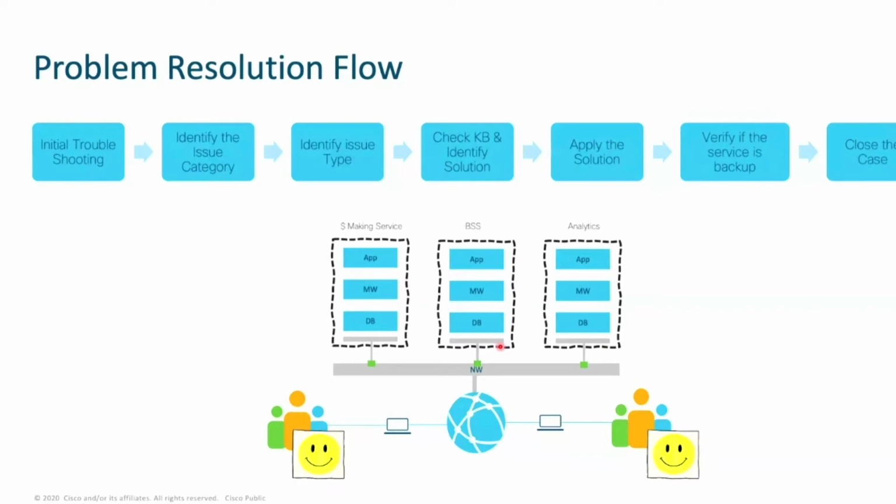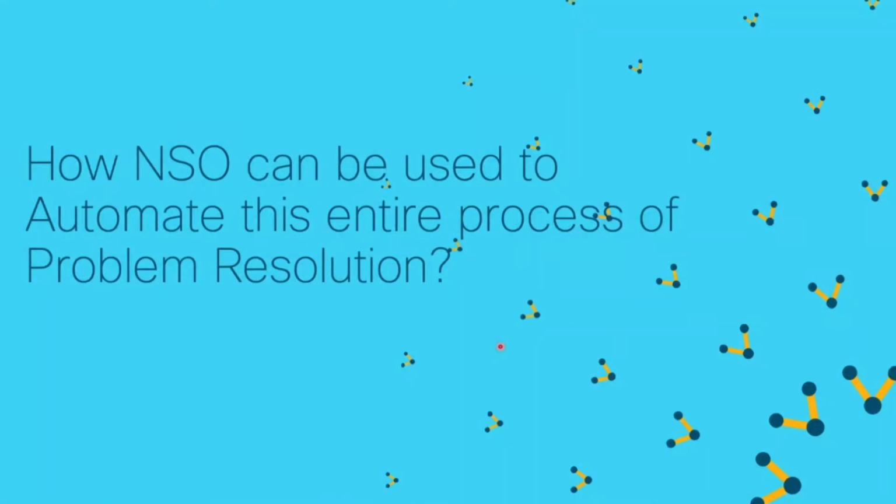Now, this is the manual process, a very high-level process of how a team goes about solving a particular issue, right? So what we're going to do now is look at how we can automate this process using NSO and an open source monitoring tool. That is what this session is aimed at.